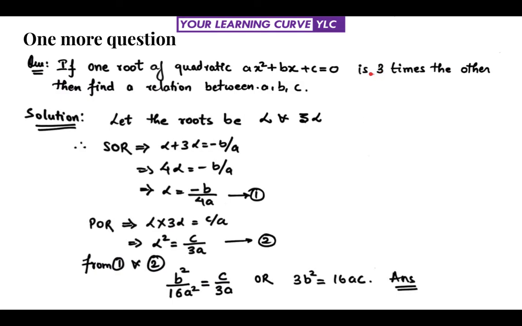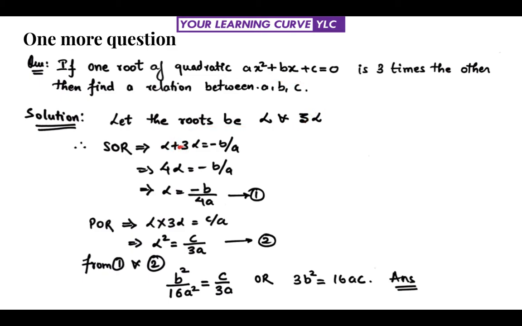For solving this question, it is given that one root is 3 times the other root. Means if we say that one root is alpha, then the other root will be 3 alpha. We have to find a relation between a, b and c. It means we don't need alpha or x. We need only a, b, c. So we find this alpha in terms of a, b and c.